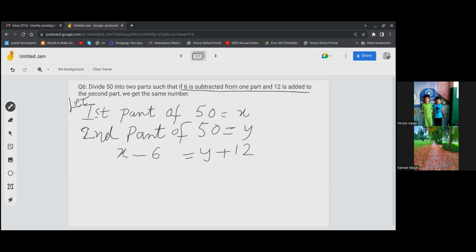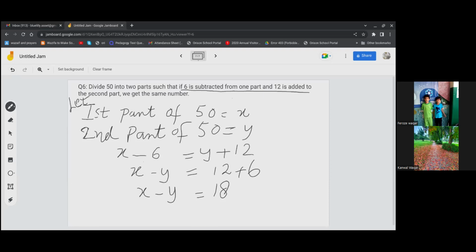So we see that we bring y to the other side, because they are unlike, so we cannot add x and y. But what to do, we will do this. It is x minus y is equal to 18. This is the first part we have done.